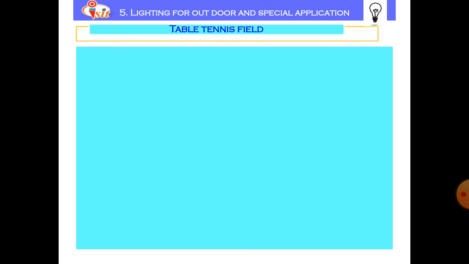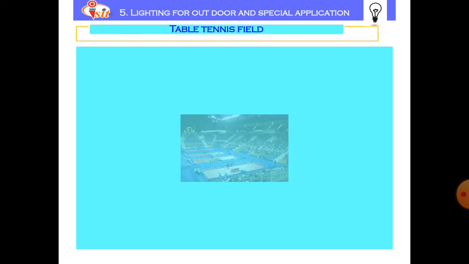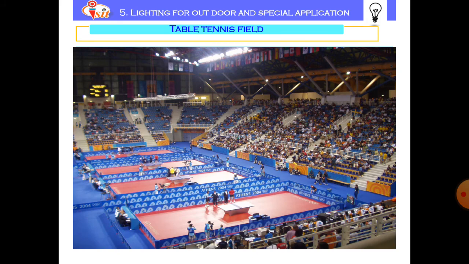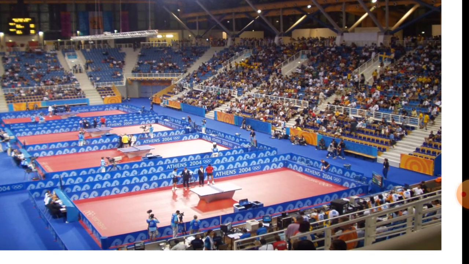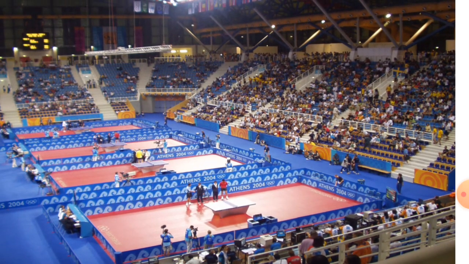The next, table tennis field. Here the various table tennis courts are arranged under that indoor hall. So upon the table tennis court, we can identify the level of illumination, the intensity of illumination on the court, as well as on the stadium.